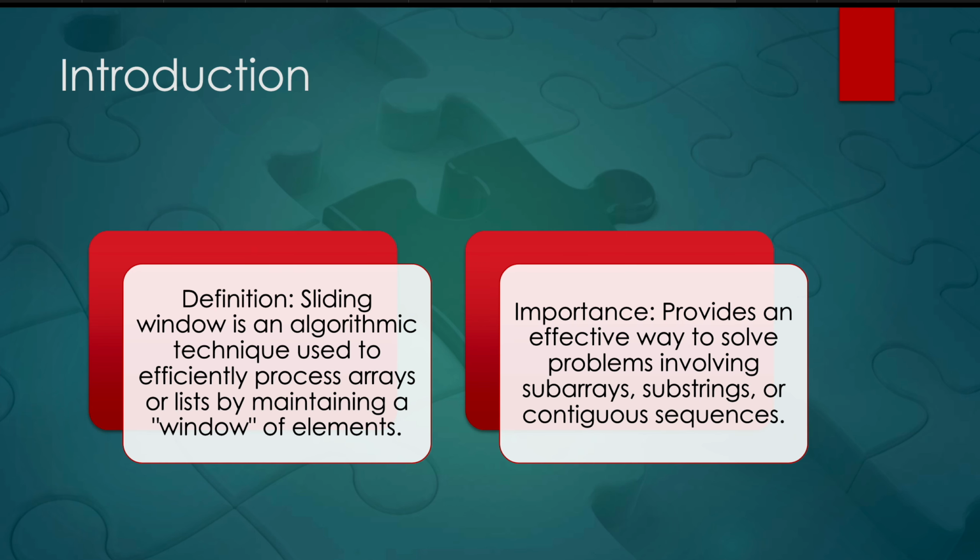So as an introduction, the sliding window is an algorithmic technique used to efficiently process an array or list by maintaining a window of elements, and it provides an effective way to solve problems involving subarrays, substrings, or contiguous sequences. So before we look into the sliding window, let's try to understand the concept of a subarray. What exactly is a subarray? A subarray is a contiguous section of the array.